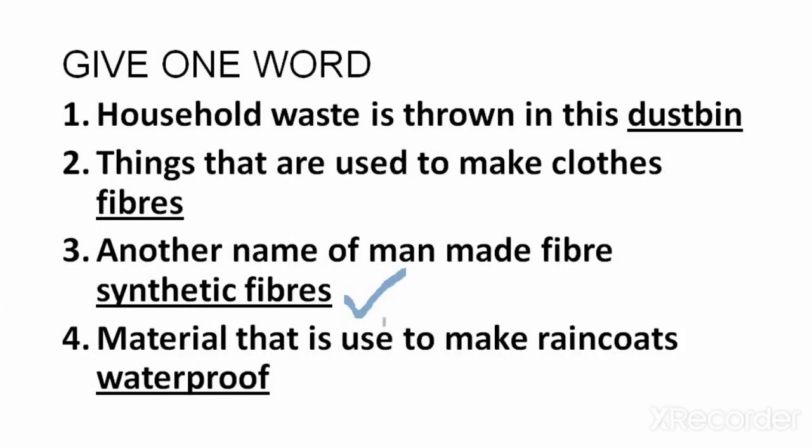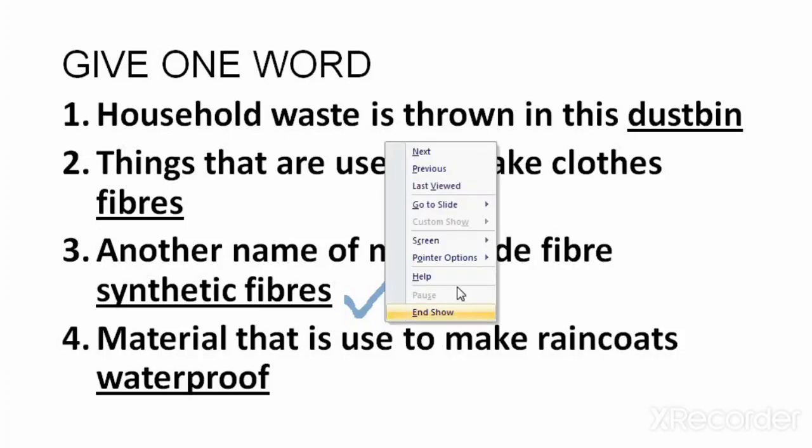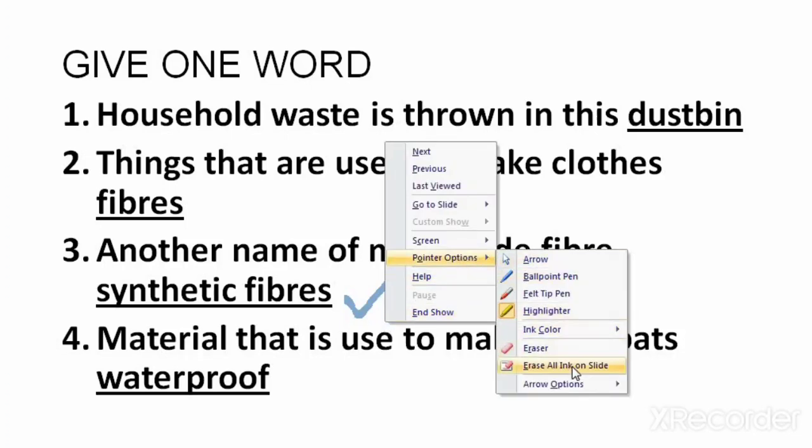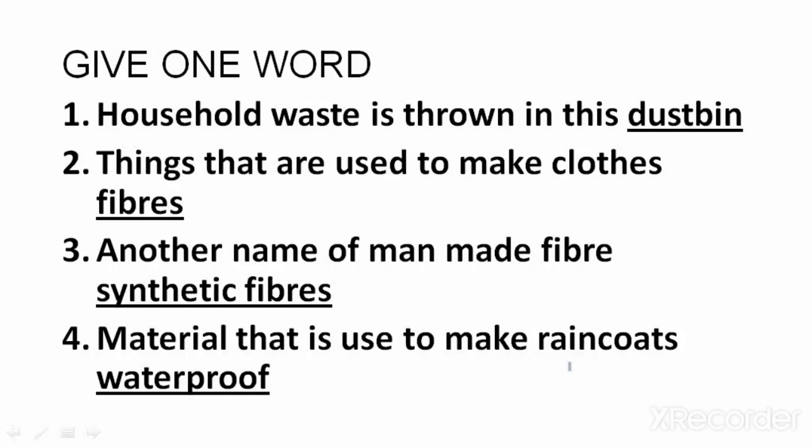Given word. Household waste is thrown in this: dustbin. Things that are used to make clothes: fibres. Another name of man-made fibre: synthetic fibres. Material that is used to make raincoats: waterproof.